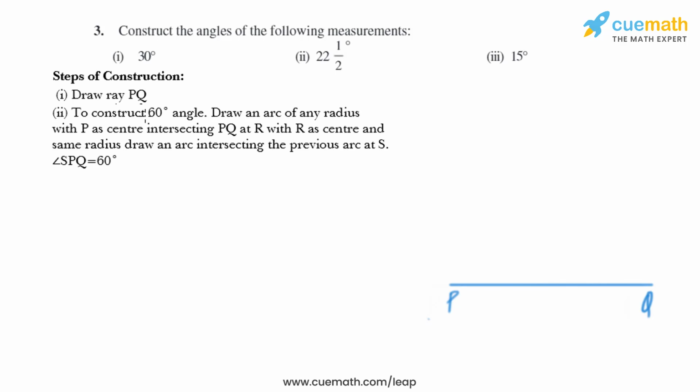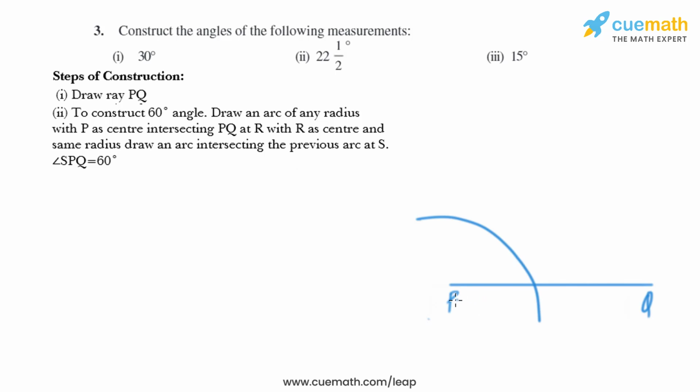In the next step, to construct 60-degree angle, draw an arc of any radius with P as center intersecting PQ at R. With R as center and same radius, draw an arc intersecting the previous arc at S. Angle SPQ equals 60 degree.